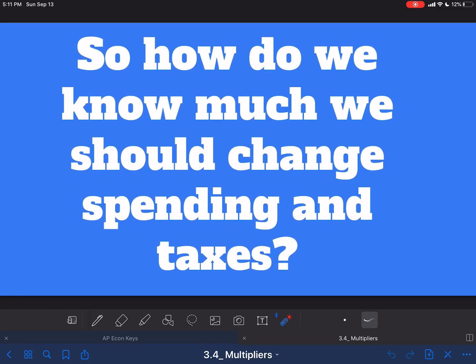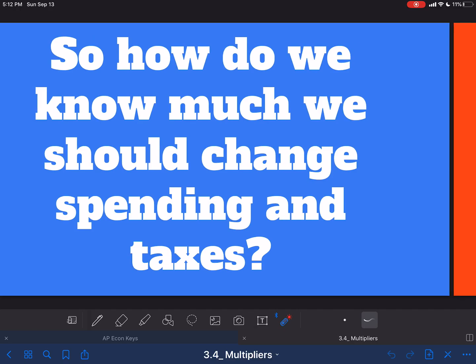So how do we know how much we should change spending and taxes? The one thing we didn't address in flip video 3.3 is how do we know how much? So we say decrease spending. Well, by how much? We have a gap. So we're over potential if we're decreasing spending. So by how much should we decrease? Or if we're going to start increasing taxes, how much should we increase taxes? That's something we didn't address in flip video 3.3, is the number. What is this number? How do we get this number?